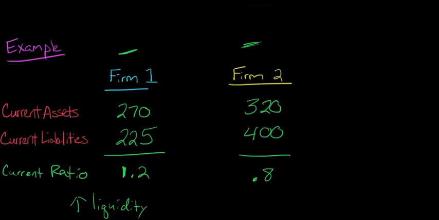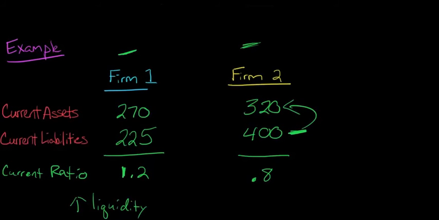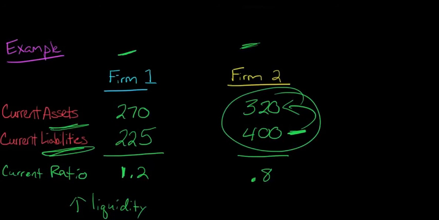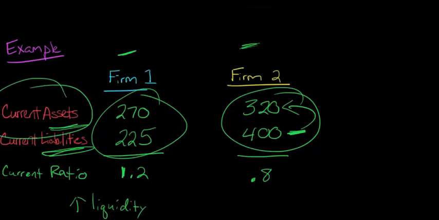Relative to firm 2, we have a situation where current liabilities are actually more than the current assets. So just assuming right now that the firm had to take whatever current assets it had and try to pay off its current liabilities, firm 2 would potentially be in more of a bind than firm 1. Now, one caveat to that is that this current asset figure includes inventory.